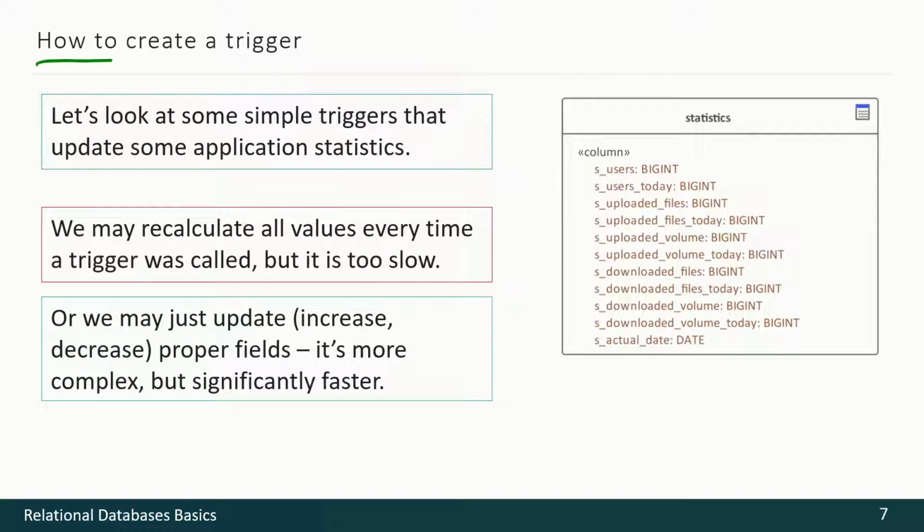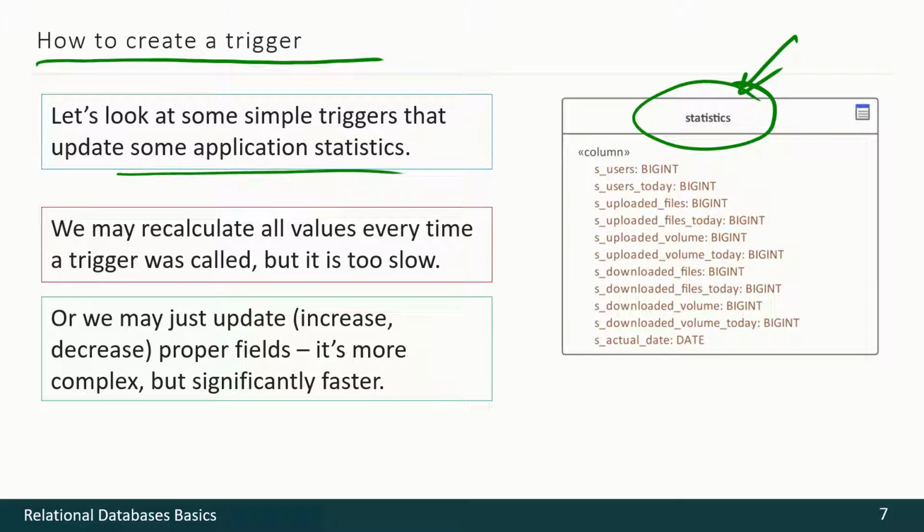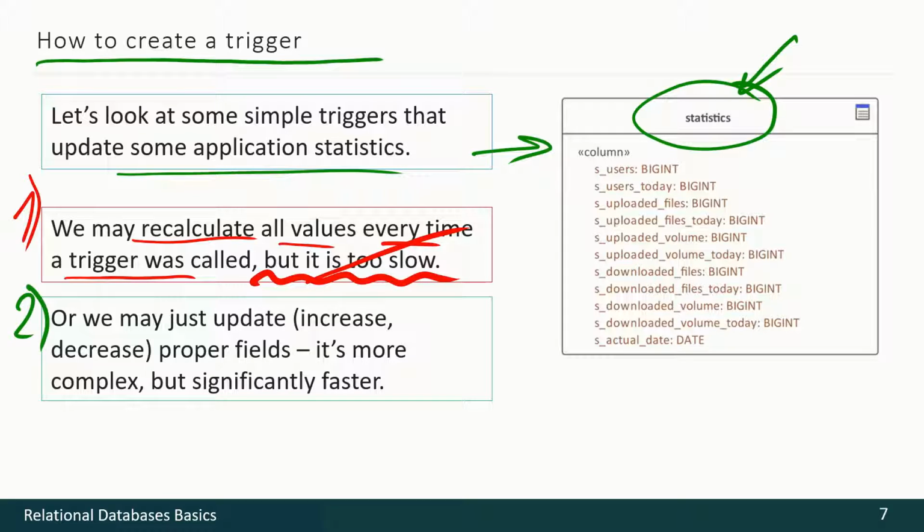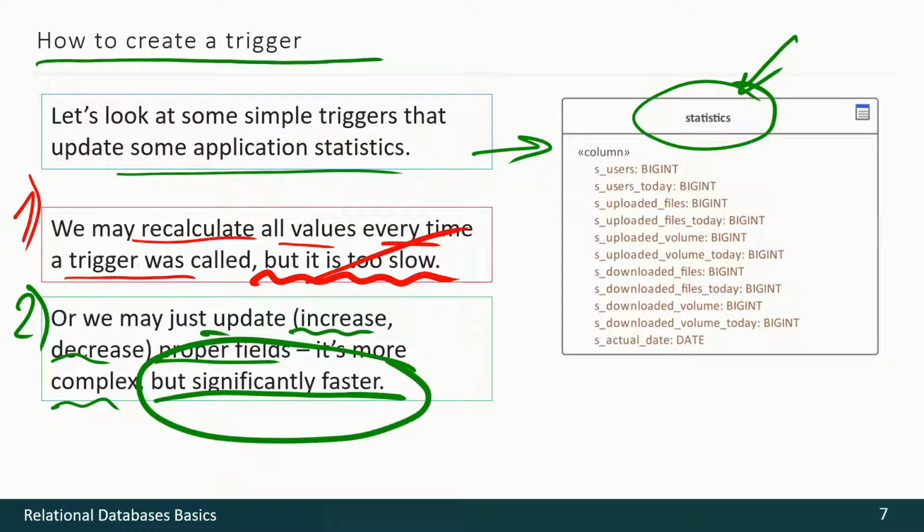Now let's review an example of how to create a trigger. In our file exchange service we have a table with a lot of statistics, and we have to update that table depending on some user actions. We may either recalculate all values every time a trigger is called, but it is slow, it's a bad situation. Or we may just update it, increasing or decreasing the proper fields. It's more complex, of course, but it's significantly faster, so we shall go this way.